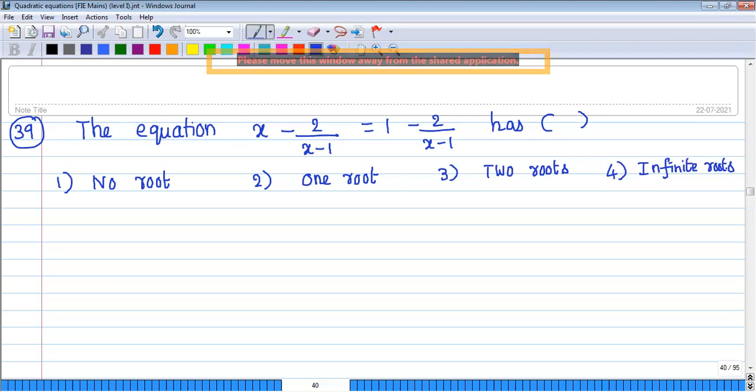Very good. One root. Sir, one root. Very good try. Could you explain the method?